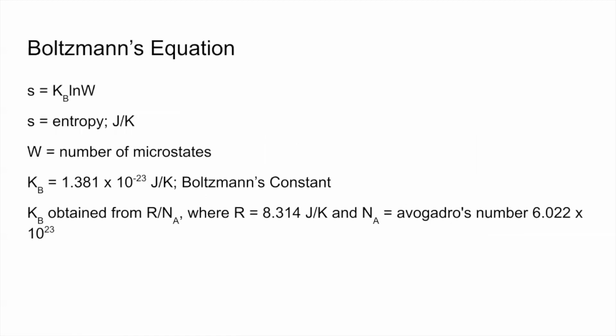S equals Kb ln W, where S is the entropy in joules per Kelvin, W is the number of microstates, Kb is Boltzmann's constant, or 1.38 times 10 to the negative 23rd joules per Kelvin, and Kb is obtained from R divided by Na, where R is equal to 8.314 joules per Kelvin, and Na is Avogadro's number, 6.022 times 10 to the 23rd.